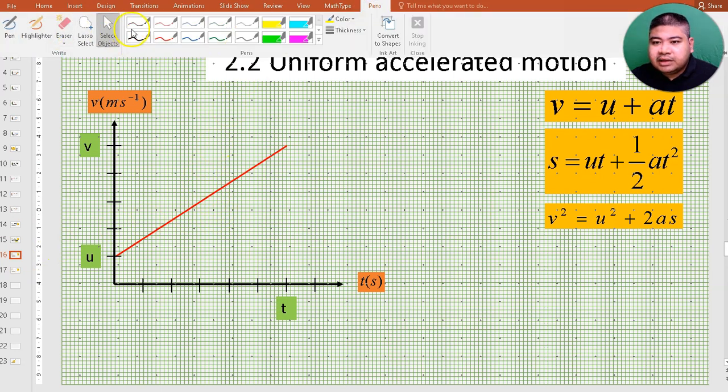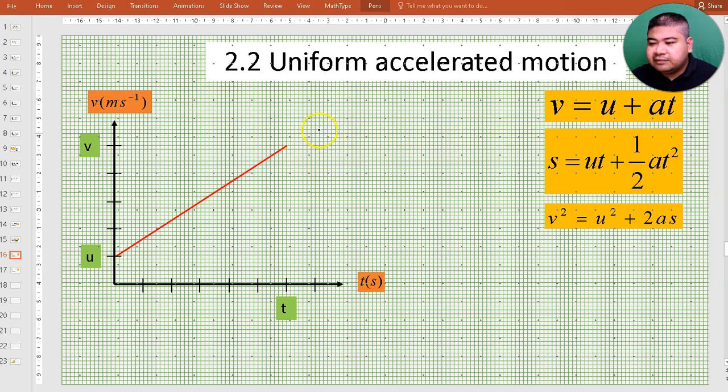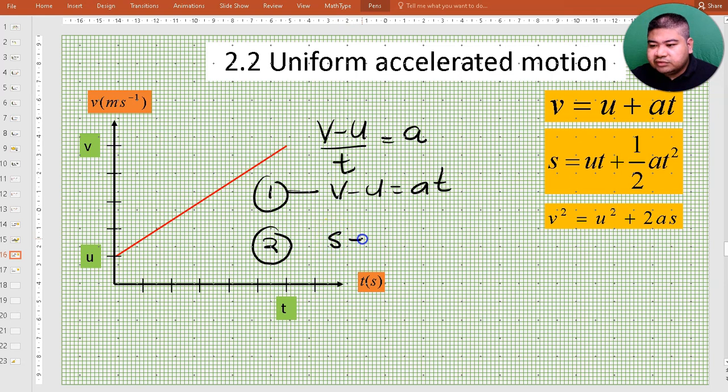Alright, so from the gradient of the graph, we have the equation (v minus u) divided by t equals a, or v minus u equals at. So this is from the gradient. And then we have the equation for the displacement, from the area under the graph: s equals half (u plus v) times t, or we can write it as 2s over t equals u plus v. So this will be our second equation. I'm going to correct this: this is not the second equation, this is the second equation.